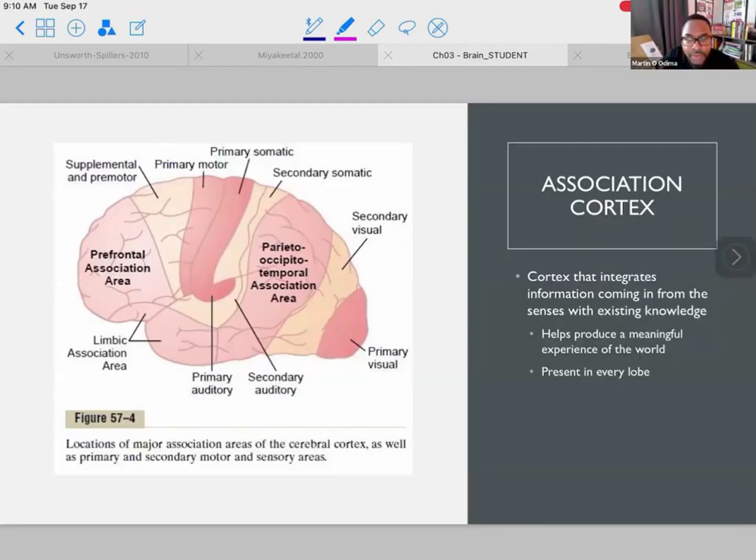Okay, so let's talk about the association cortex. What that does is it integrates information coming in from the senses with existing knowledge and also produces our experience of the world. And it's present in every lobe. As you can see here, there are different parts of the association cortex, and it can be divided up into these different auditory and visual sections of the brain. And the locations of major association areas of the cerebral cortex, as well as the primary and secondary motor and sensory areas, are comprised of the association cortex.